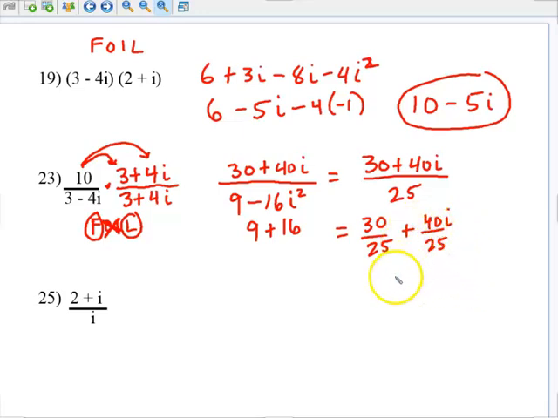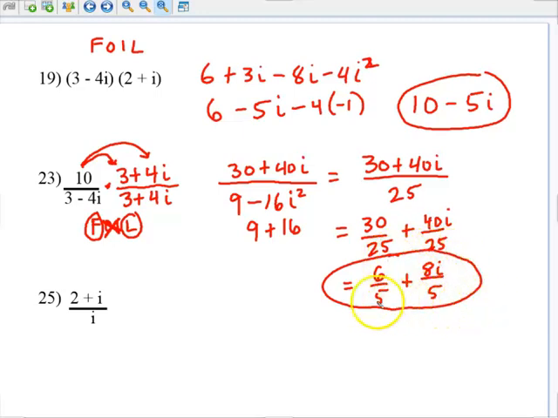And then if reducing is possible, you always want to do that. So I can divide by 5 to make this become 6/5. And this, again, divided by 5 would be 8i over 5. And that ends up being my final simplified answer. So the big takeaway here is to get rid of a complex number in the denominator, use the conjugate. Just change the middle sign.